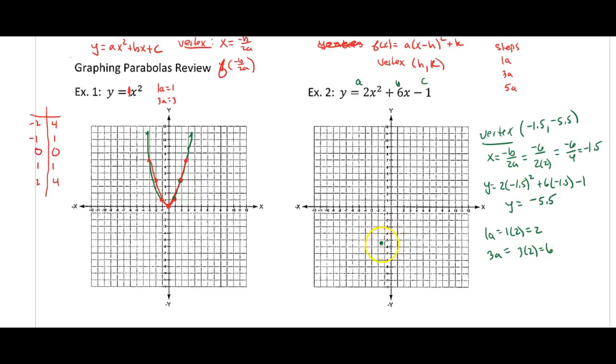Now, what this does is from here, I'm going to move over 1. Now, if I'm at -1.5 and I move over 1, it's going to put me at 0.5, and I'm going to go up 2 from there. Now the next one, I'm going to go over 1 to positive 1.5. Now I'm going to go up 6. 1, 2, 3, 4, 5, 6. And now all I do is duplicate this on the other side of the vertex.